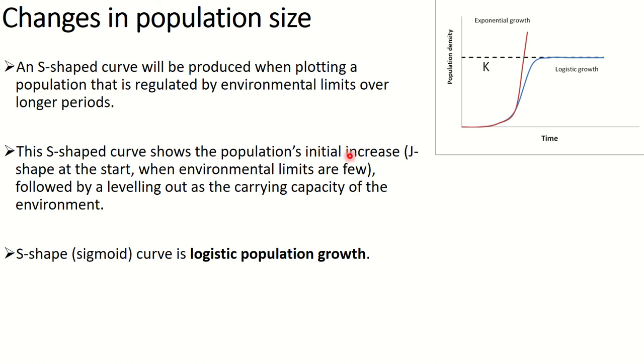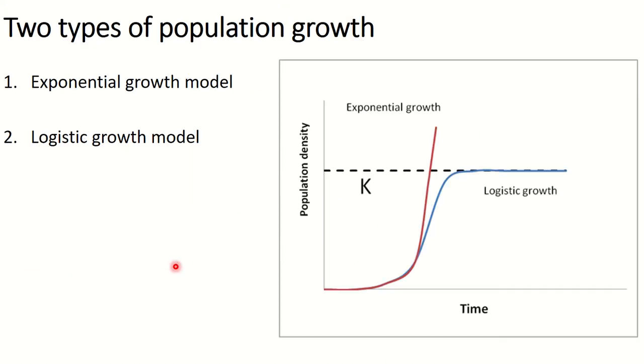Okay, we're going to talk about that now as well. The S-shaped curve shows the population's initial increase, which is that J shape at the start, when the environmental limits are few, followed by the leveling out at the carrying capacity of the environment. So that over there is referred to as the carrying capacity of that environment for that population. And again, I stress that a population is a group of one species confined to a particular area that can interact with one another. An S shape or sigmoid, that's what that shape is called when you look at those logarithmic shapes, is a logistic population growth. That's what that shape is. So it's a sigmoid or S-shaped population growth.